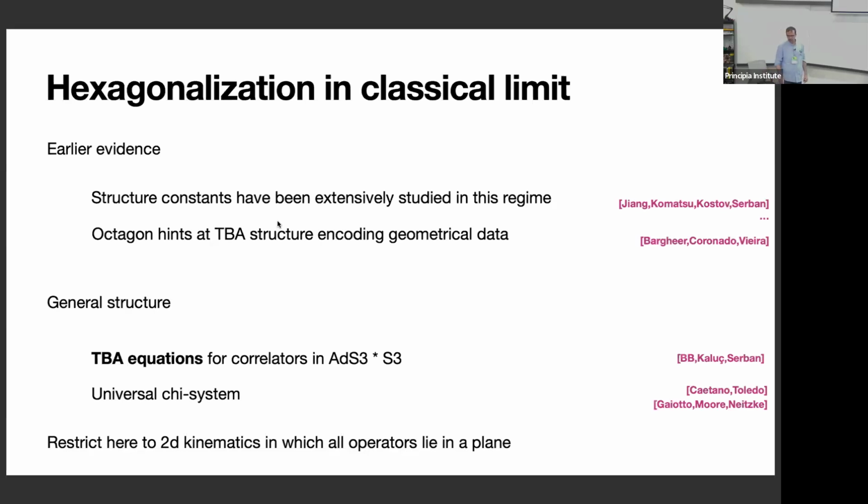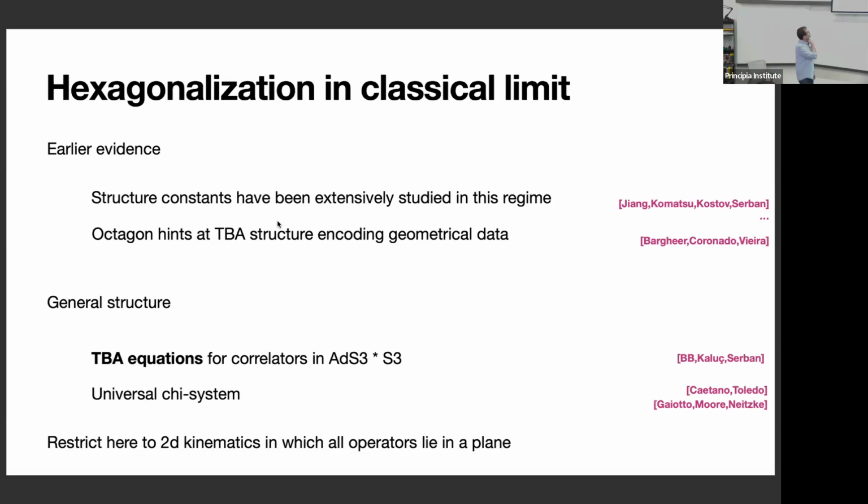Okay, so here is just a summary of the plan of the talk and the earlier construction. As I said, there are already a lot of results related to this classical limit. In particular, for structure constants, this has been extensively studied in the past for many types of states. There is a long list of people. I put dots for them.